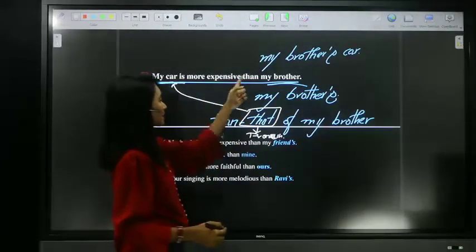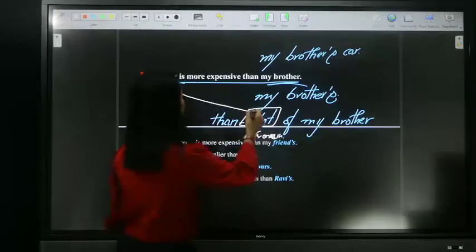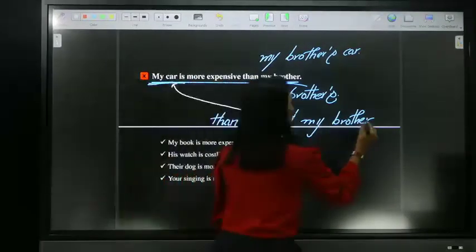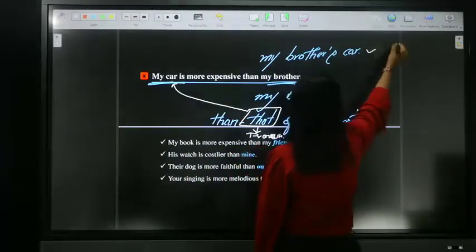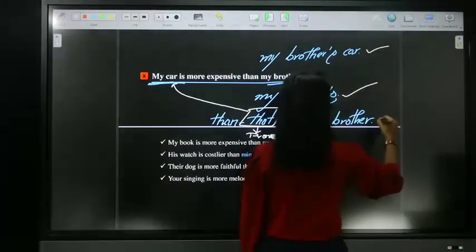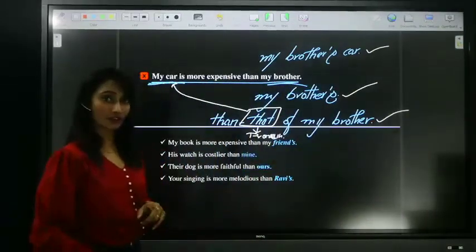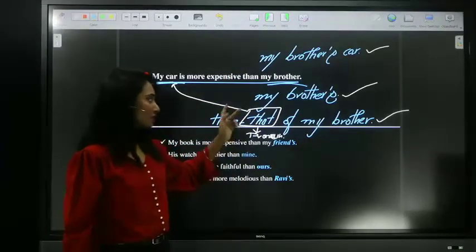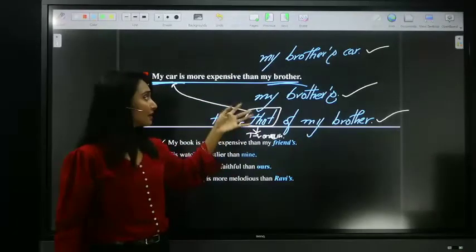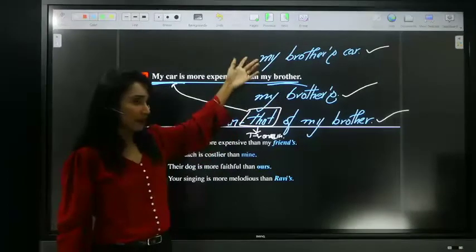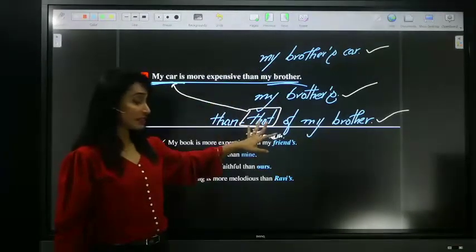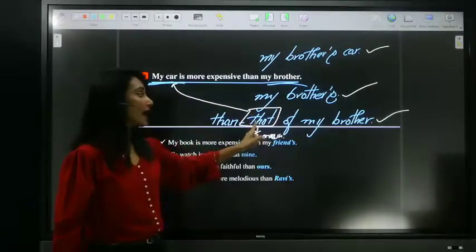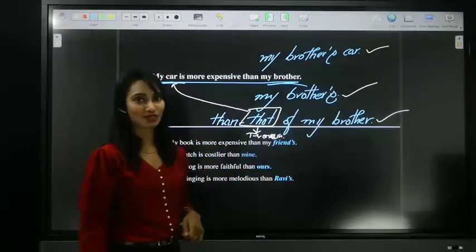My car is more expensive than that of my brother. "That" refers to the car of my brother. So you can either simply use my brother's car or my brother's, or even this is also correct. Do remember, guys, you can use any of these in examinations. If you are given sentence improvements, and my brother's or my brother's car is not given, but it is given in this way, please choose this one, because "that" refers to what we are talking about, and "of my brother" indicates possession, right?